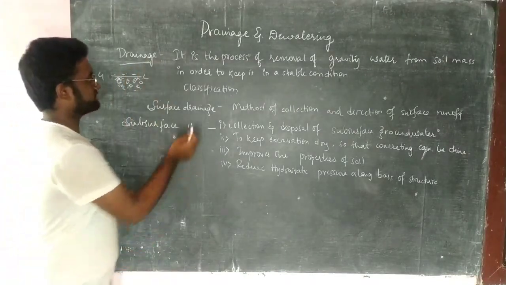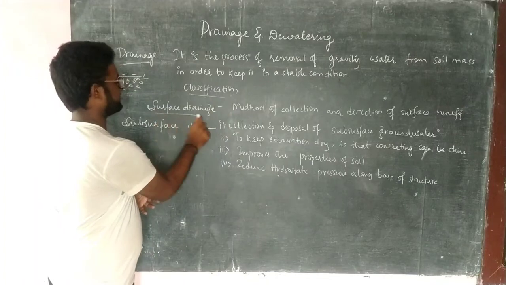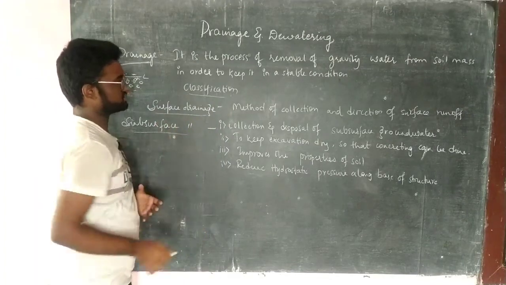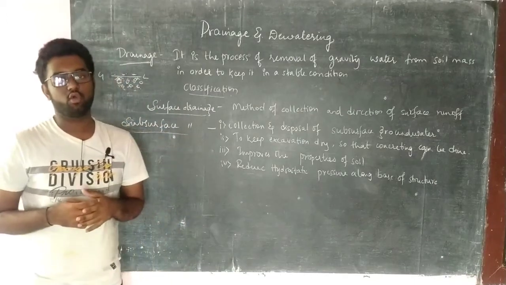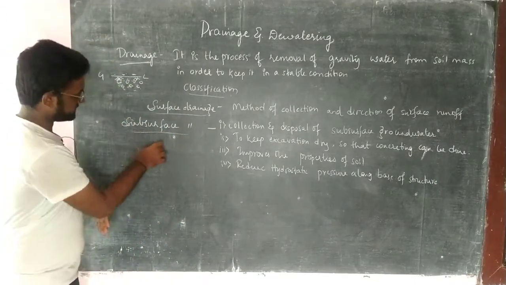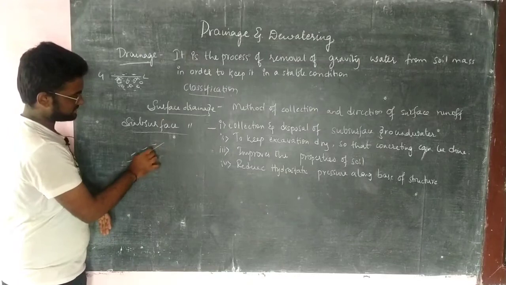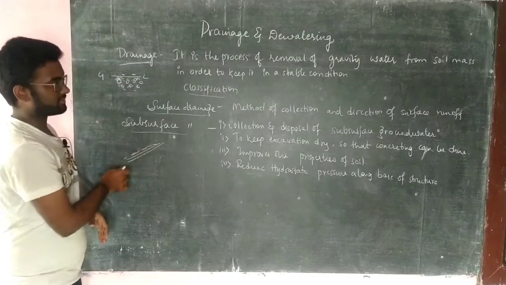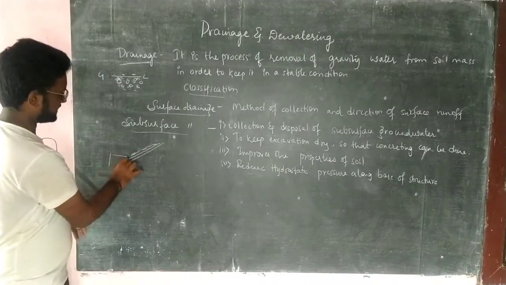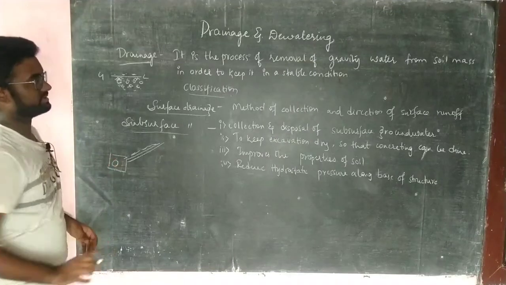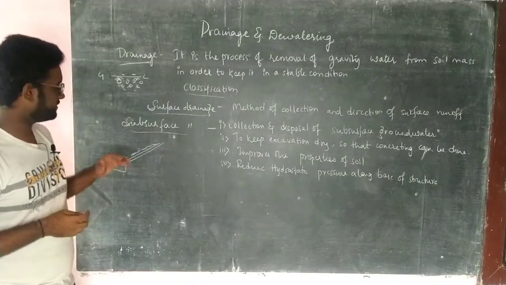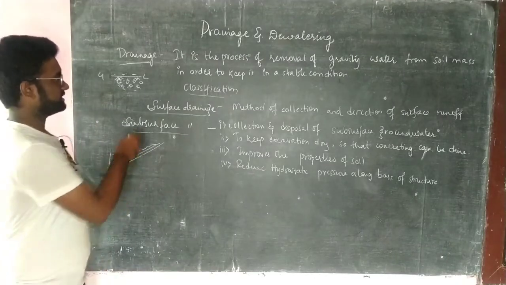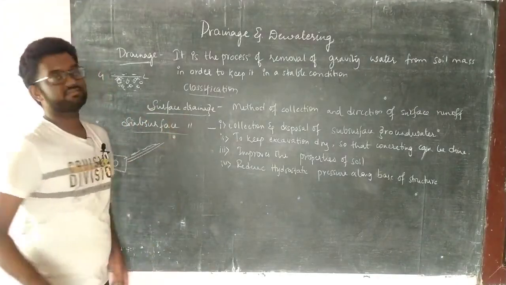Coming to the classification of drainage, we have surface drainage and subsurface drainage. Surface drainage is the method of collection and direction of the surface runoff. Say for example this is the land mass, and the surface runoff is going to take place, it will be collected in a particular area where the water or the other constituents of soil will be stored. That drainage is called surface drainage.